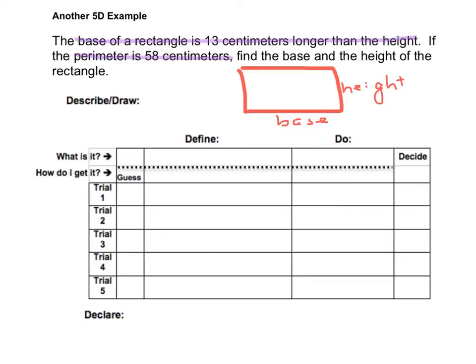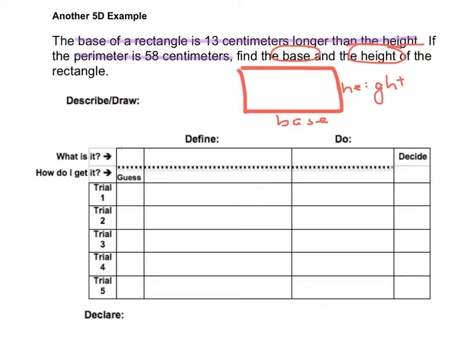Alright. I need to figure out which thing is going to be my guess. By the way, there's only two things that I need to know, and that's base and height. So I only need two columns. And it says the base is 13 centimeters longer than the height. So if I knew what the height was, I could then figure out the base. Another clue, a lot of times, whatever thing comes last, that might be what we're going to start guessing with. So I am going to guess the height.